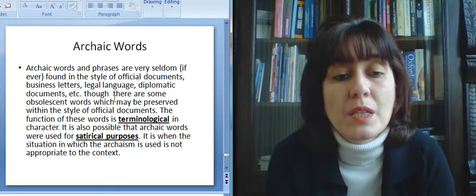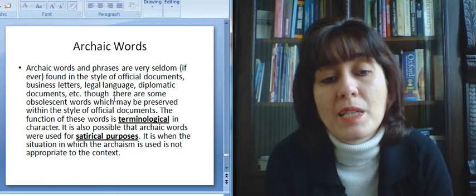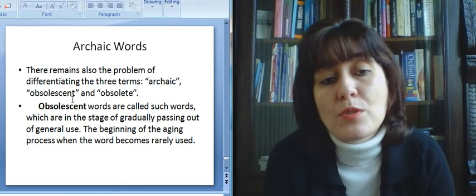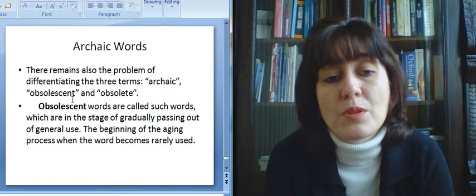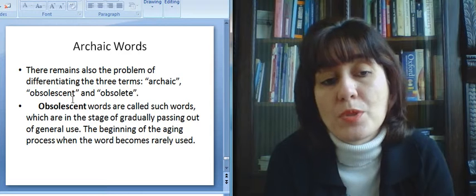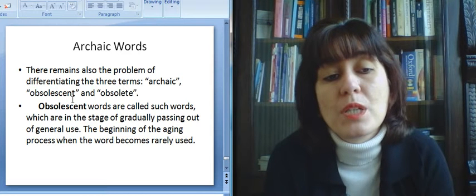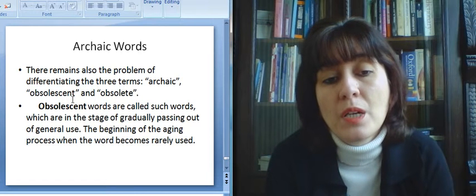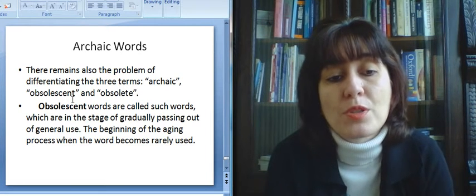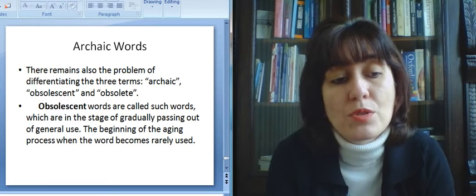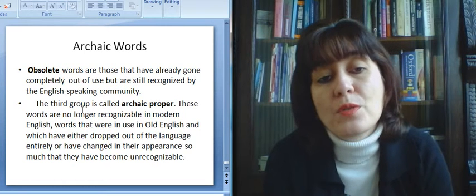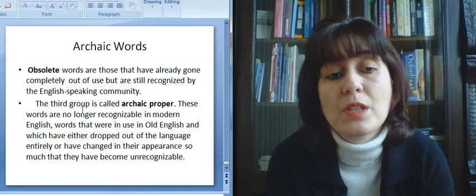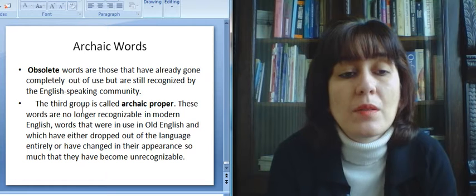The function of these words is terminological in character. It is also possible that archaic words were used for satirical purposes. It is when the situation in which the archaism is used is not appropriate to the context. And there remains also the problem of differentiating these three terms: archaic, obsolescent, and obsolete. Obsolescent words are words which are in the stage of gradually passing out of general use, the beginning of the aging process when the word becomes rarely used.